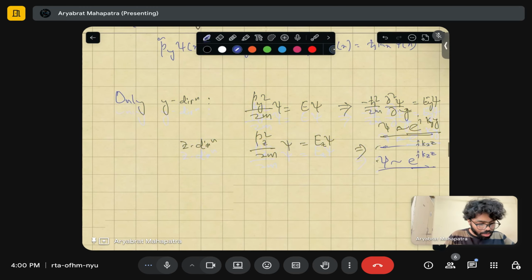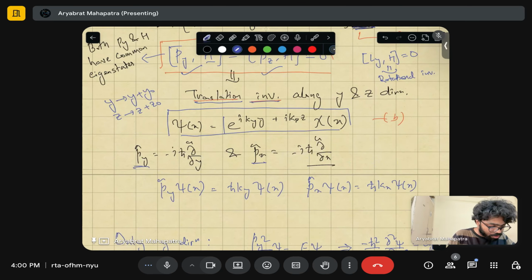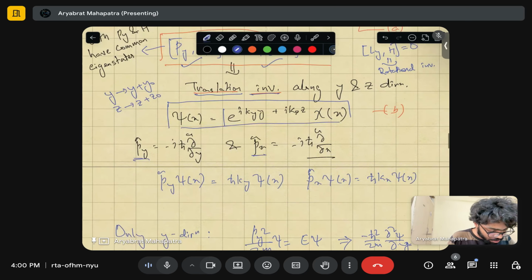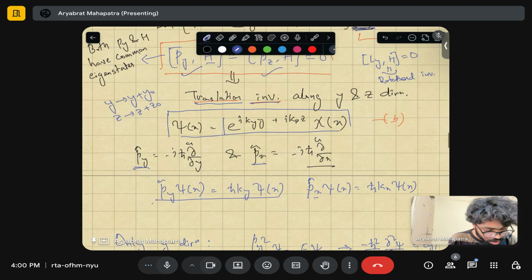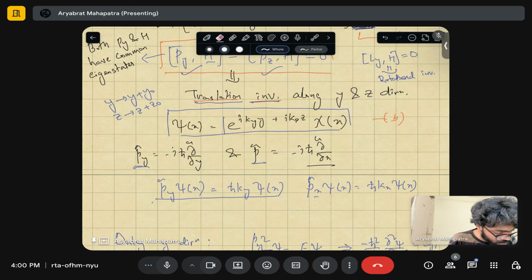Then you can also see that when you operate Py on psi of x, it gives you h bar ky psi of x, and Pz, this should be z, similarly.